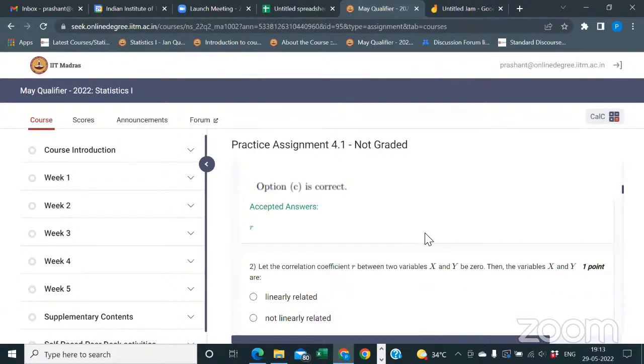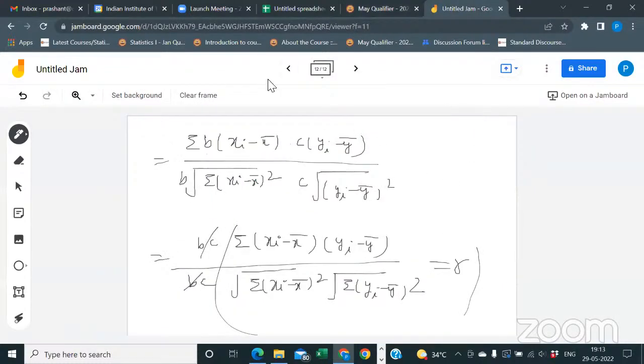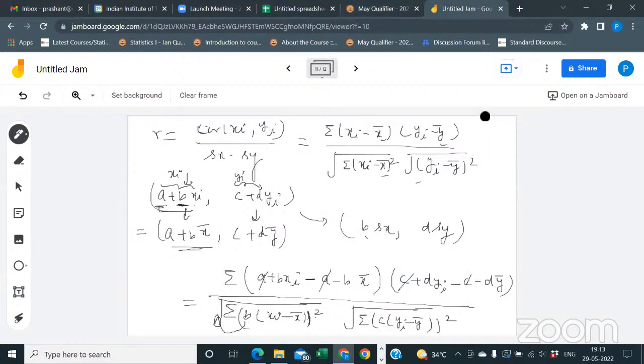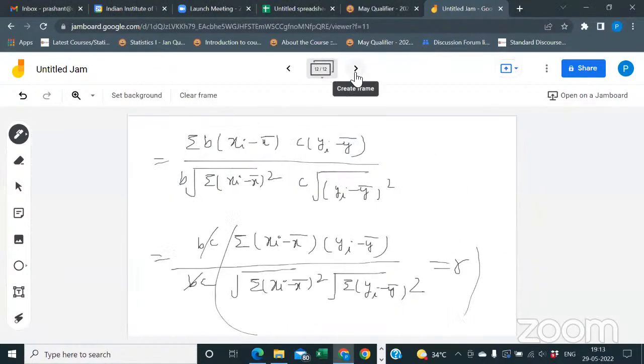Sir, just a second. Can you please go through that both ways so I can take the screenshot? It will help me later on. Just a second, sir. Next page, please, sir. Thank you, sir. Thank you.